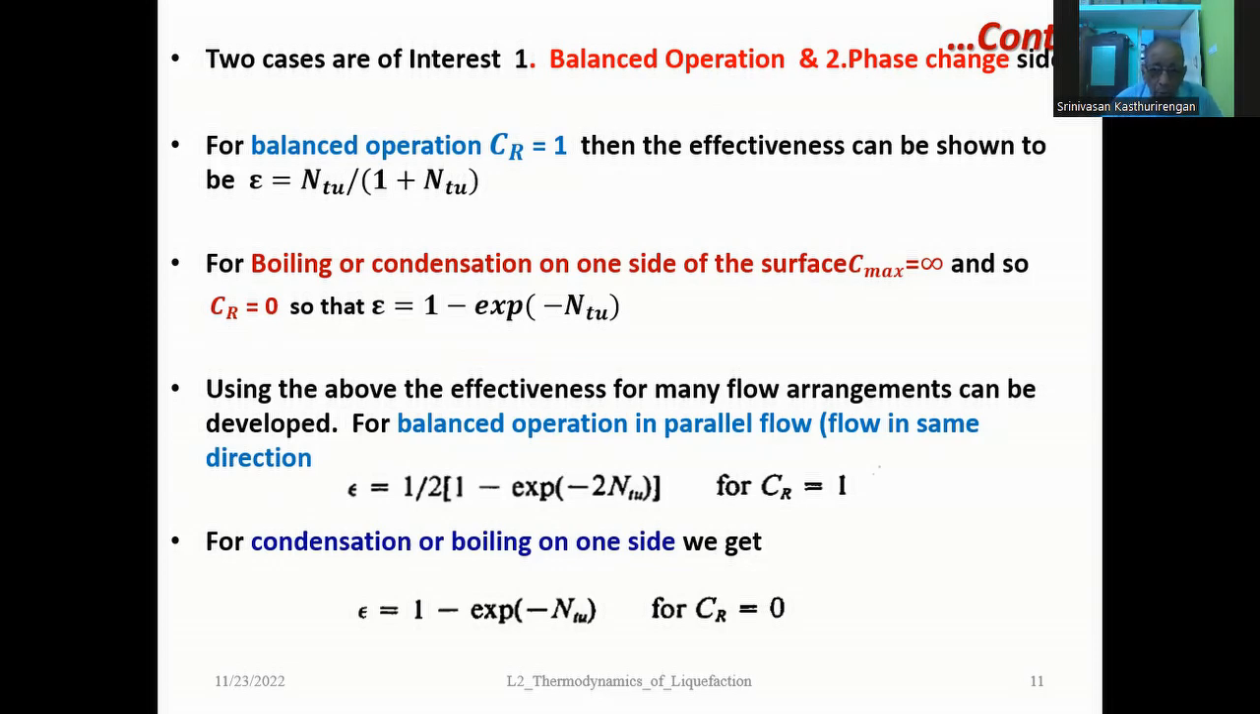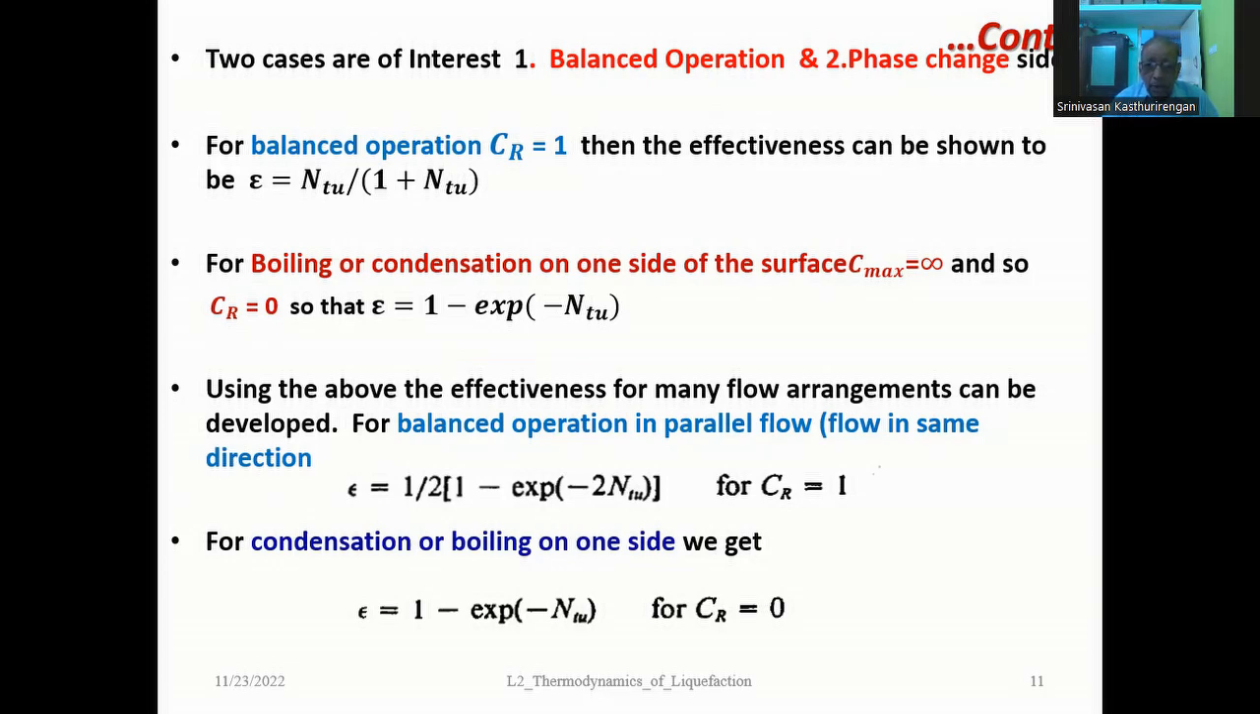Now, we can consider the same thing for different arrangements of the heat exchanger. For example, there can be parallel flow, that is flow in the same direction, or you can have counter flow in the opposite directions and so on. The expression in the case of parallel flow, for example, is given by epsilon is equal to 1 by 2 into (1 minus exponential of minus 2 NTU).